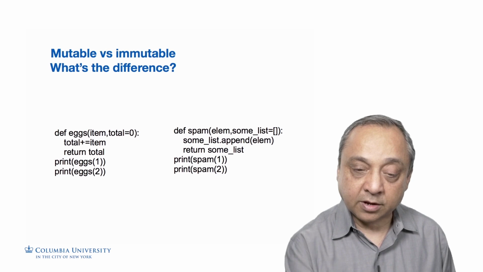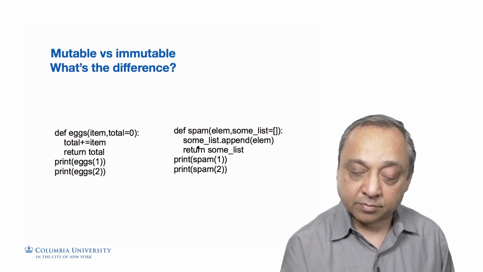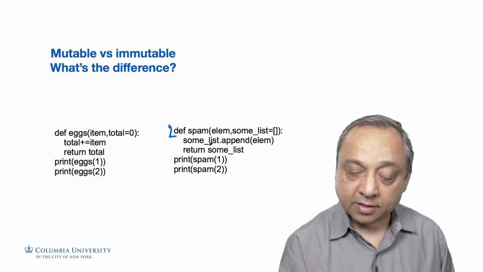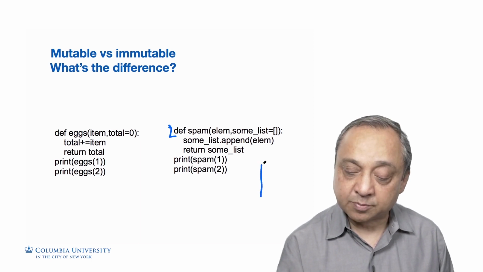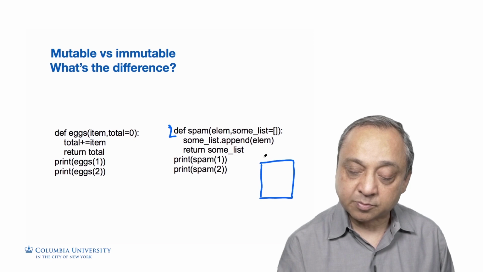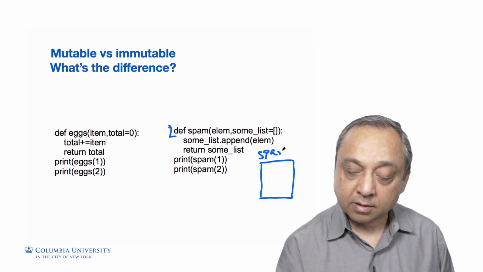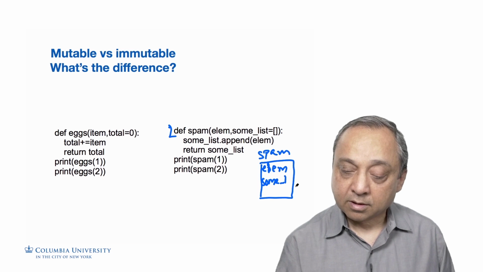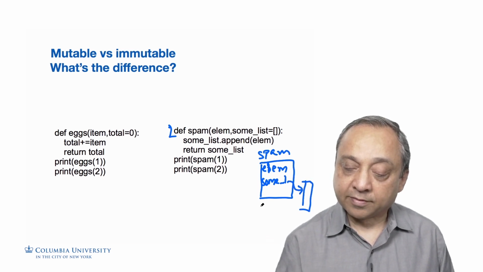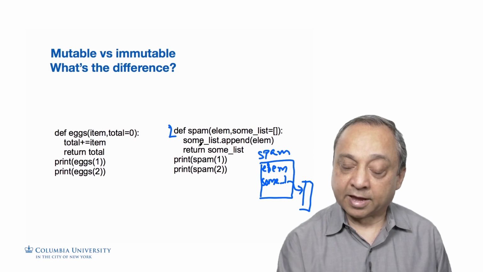When we call the function spam the first time, Python is going to set up a little namespace for spam. It's going to say, here's spam, and this contains elem and sumList. And sumList is going to point to a list somewhere, and that list will be whatever it is at the end of this thing here.